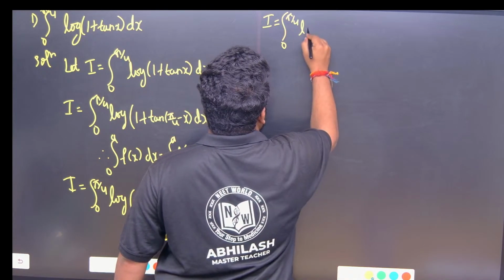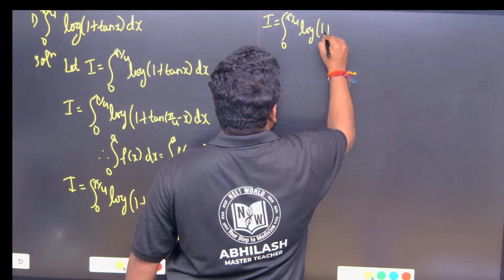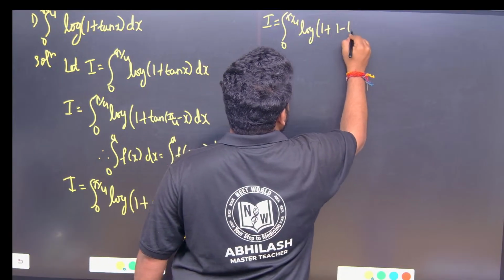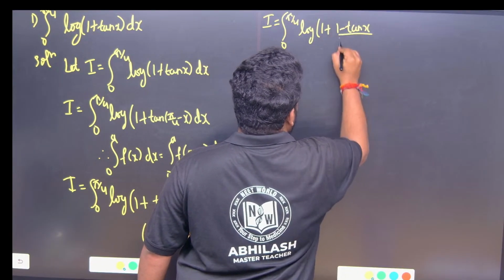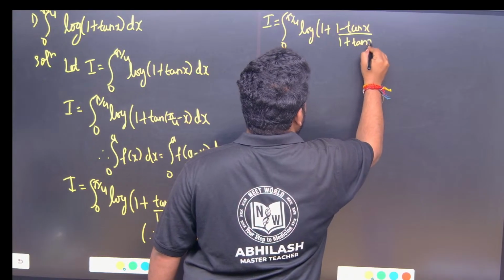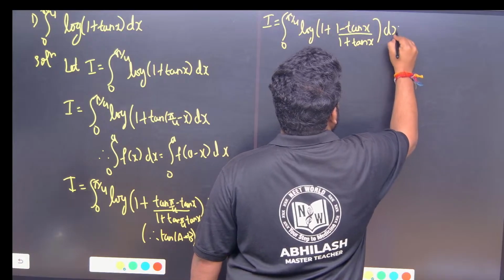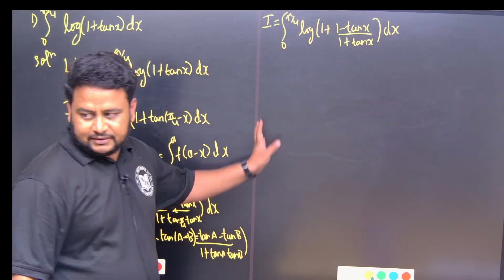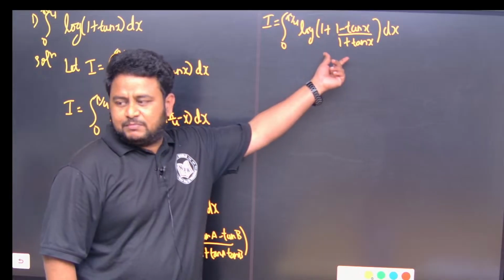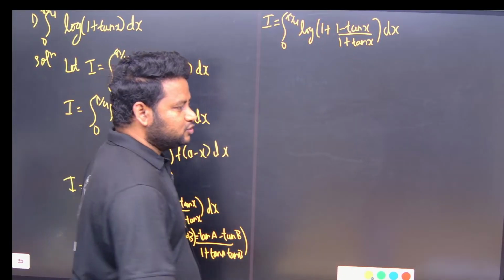So see here, log of 1 plus (1 minus tan x) by (1 plus tan x) dx. This is what we have here, friends. Now what will I do? Let us take the LCM here, 1 plus tan x. See here.